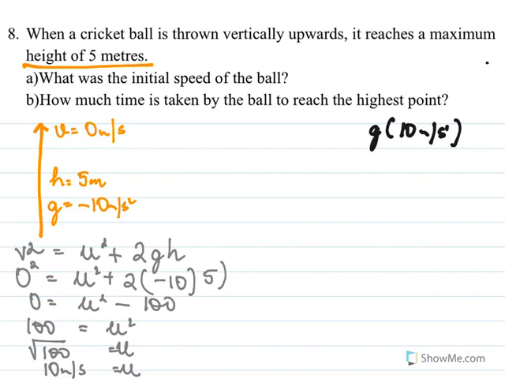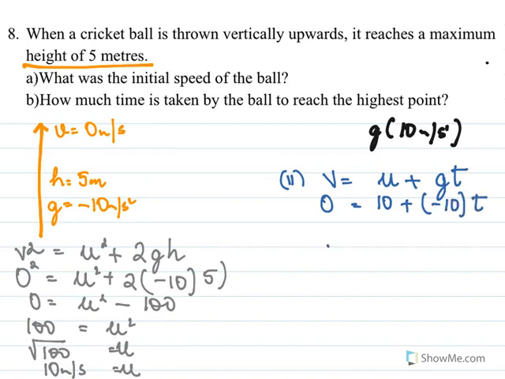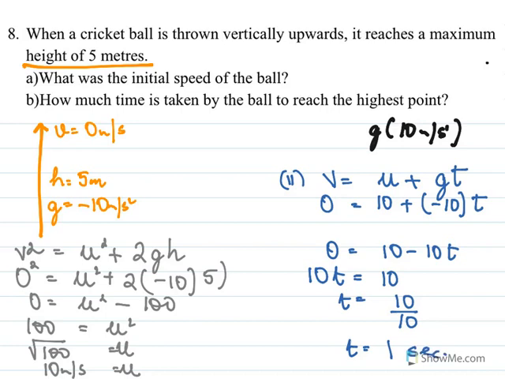Now in the next part we have to find how much time is taken. So we will do v equal to u plus gt. We know final velocity is 0, u we have calculated as 10, so we put 10. We know the g here is minus 10 and the time we need to find out. So 0 equal to 10 minus 10t, we take it on this side, 10t equal to 10, so t equal to 10 by 10, so t equal to 1 second. So it will reach its highest point in 1 second.